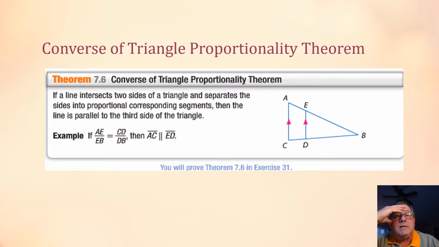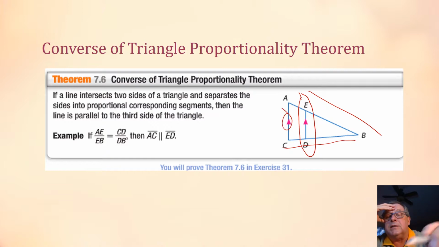Now the converse of that says if a line intersects two sides of a triangle, so here we see a line intersecting two sides of the triangle, and if those sides are proportional, in other words, if AB is proportional to CB, then the line is parallel to this third side, AC. In other words, then ED must be parallel to AC. So that is the converse of triangle proportionality theorem.